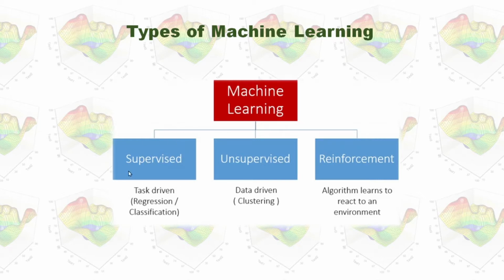Supervised machine learning means we know the results, and machine learning will learn from the dataset. Unsupervised machine learning means we do not know the results. We will let machine learning learn and let the data speak for themselves. The third type is reinforcement machine learning. In this case, the algorithm will learn to react to an environment.